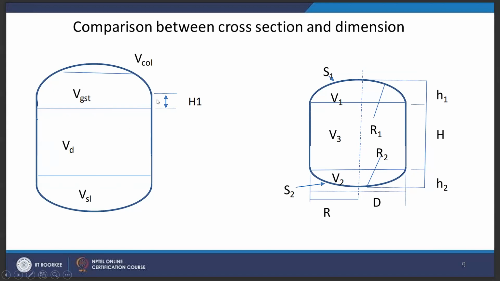So there is one more thing, H1, where H1 is the height of the cross section where the active digestion volume ends and the volume for gas storage starts, and there is a junction where the cylindrical portion ends and the top cover starts. So this height is denoted as H1.